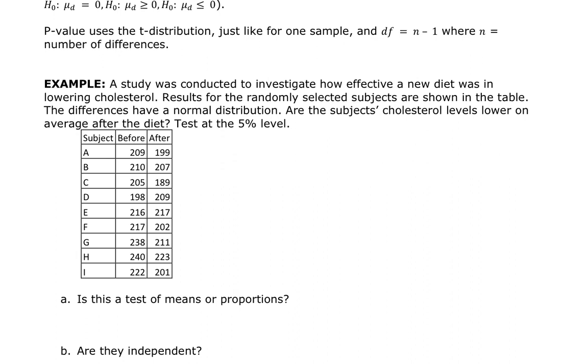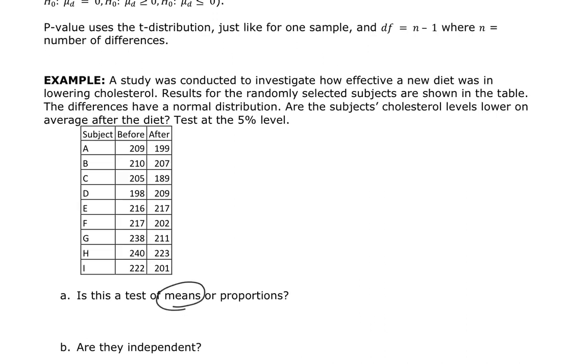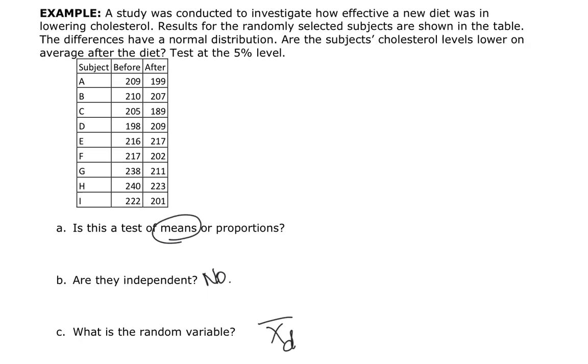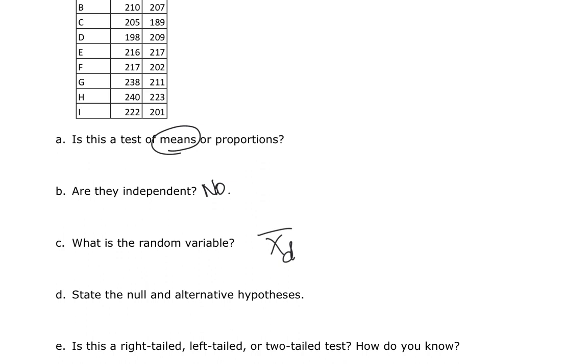So what we have is the H0. This is, of course, the means. Are they independent? The answer is no. The random variable is capital X bar sub D. So now we're ready to do the null and the alternative hypothesis.